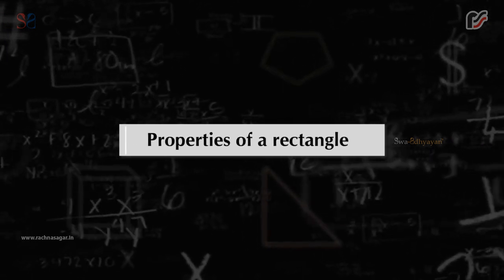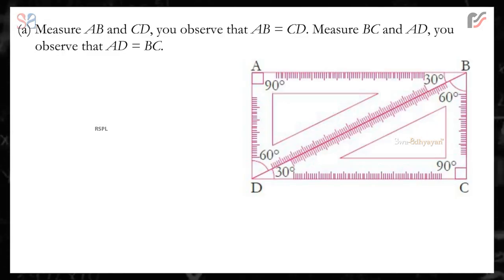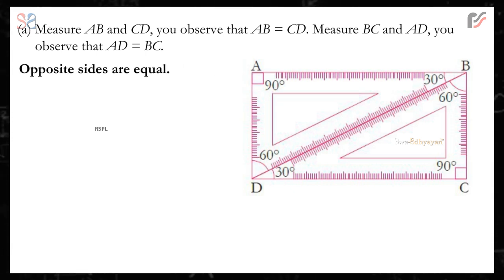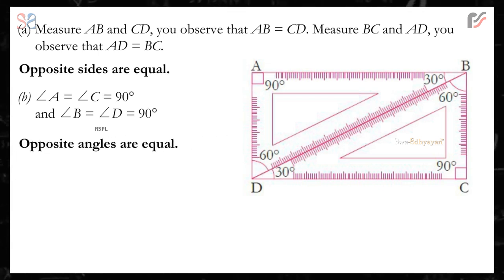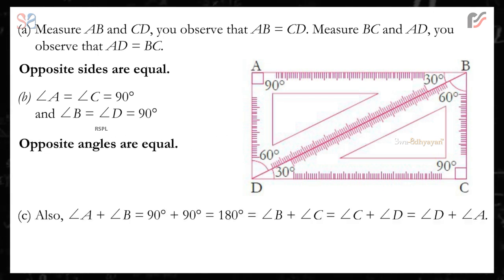Properties of a rectangle. A. Measure AB and CD. You observe that AB is equal to CD. Measure BC and AD. You observe that AD is equal to BC. Opposite sides are equal. B. Angle A is equal to angle C is equal to 90°, and angle B is equal to angle D is equal to 90°. Opposite angles are equal.